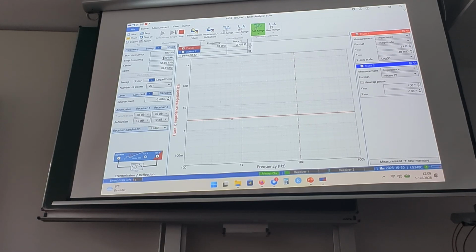So let's increase this. We see frequencies up to 100 kilohertz here. Let's say now up to 1 megahertz. Okay, it's still valid up to 1 megahertz here. Everything is constant. The resistance is the same. So should we stop here? No, let's go up to 10 megahertz.